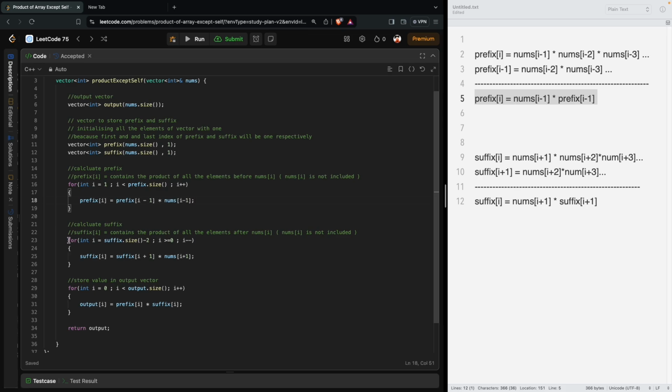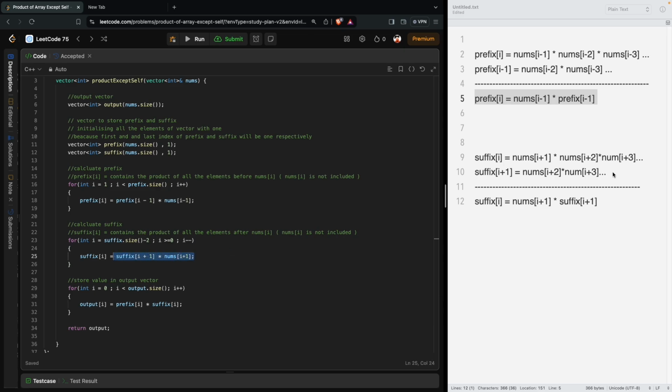Now, similarly, for the suffix array, we will begin from the second last element because we know that the last element will always be 1. So we will begin from the second last element and go towards index number 0. And if you see this formula, it is similar to prefix of i, right? So how did we get it?